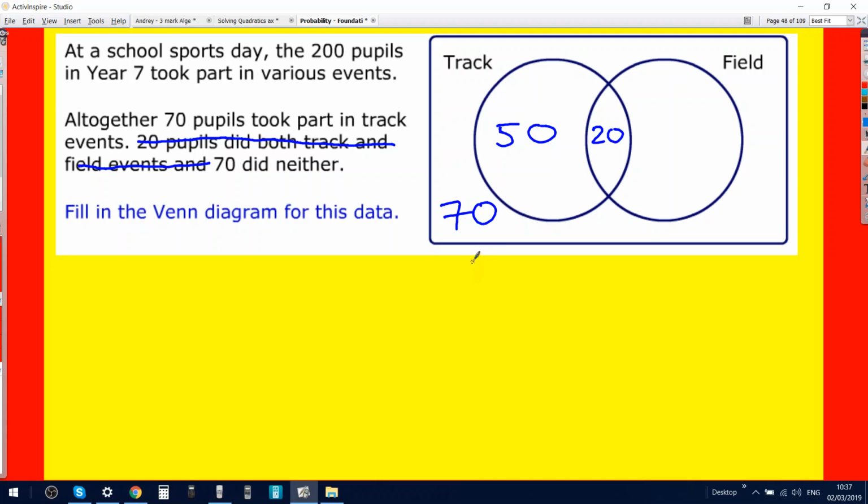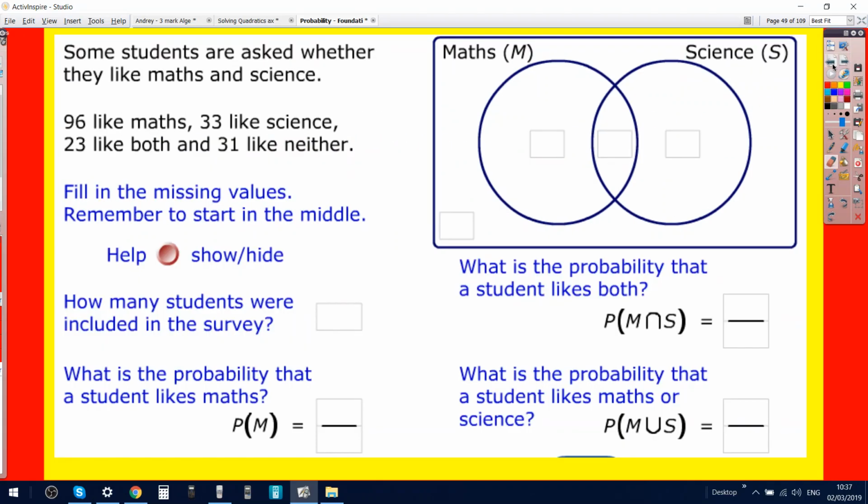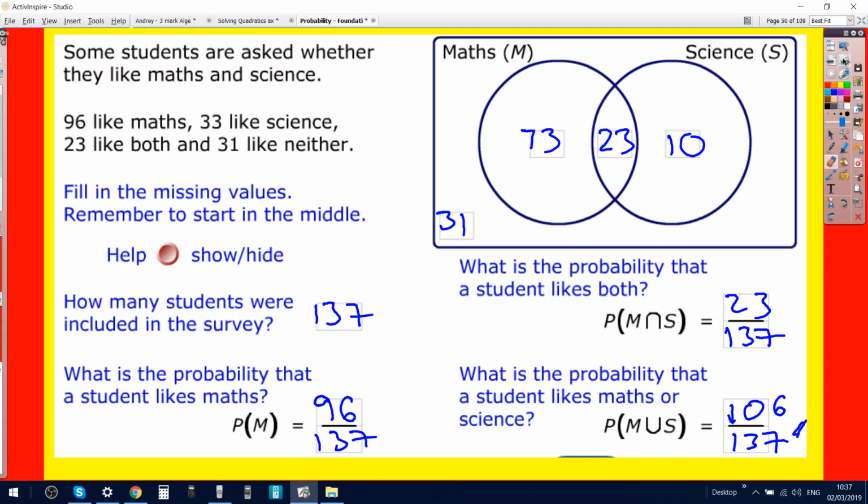I'm not sure about the field. 60. Yeah. Well done. So let me just uncross out those. No, you're good.